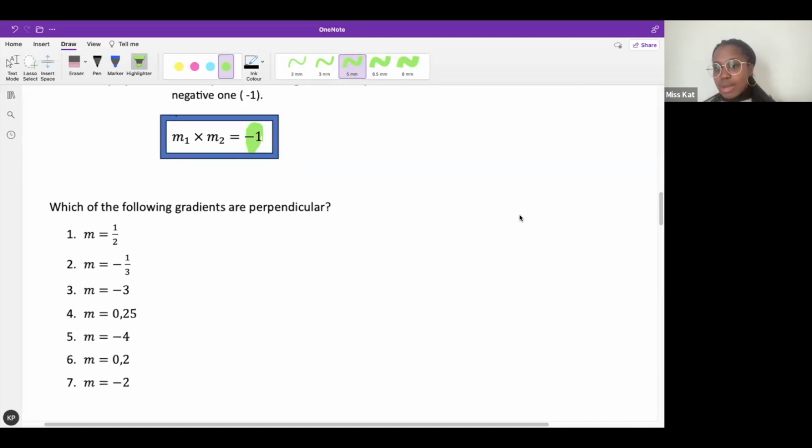What is M equal to? M is the gradient, Dwayne. Remember we started with gradients? A few lessons ago, we were talking about gradients. Now let us check.